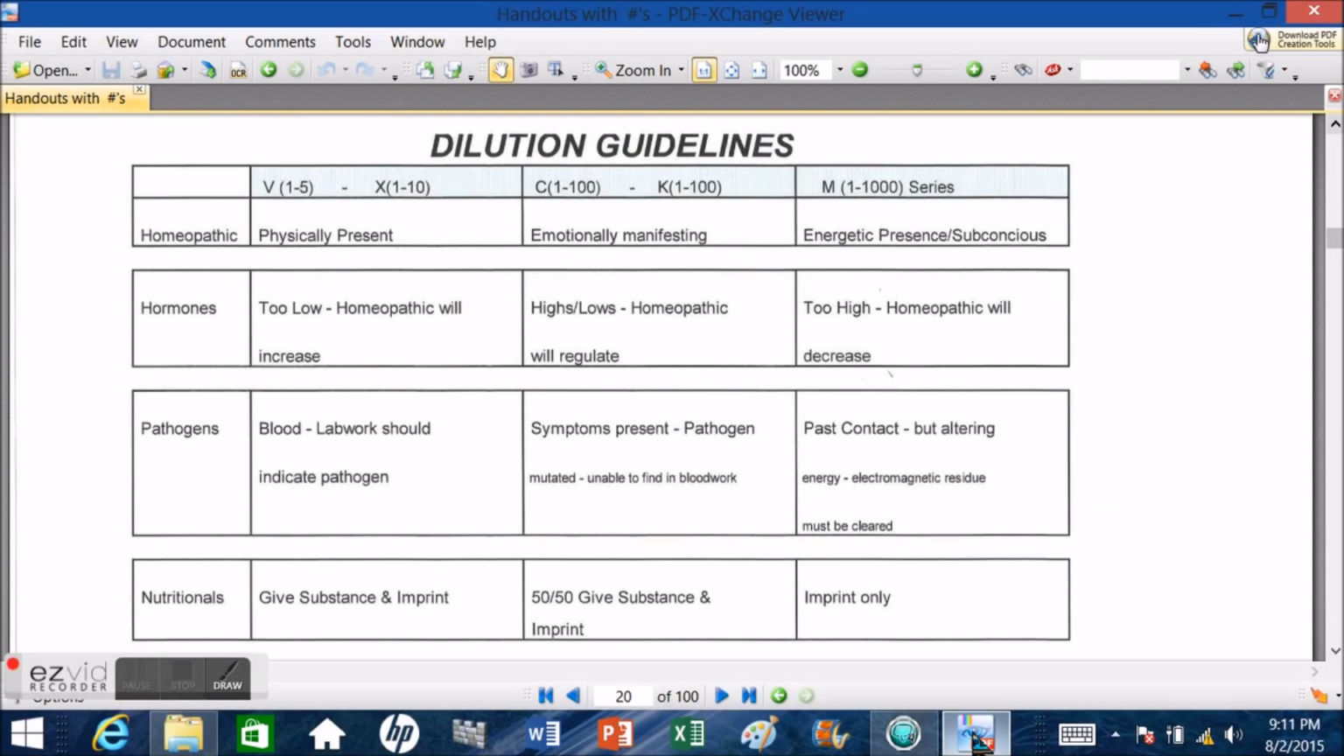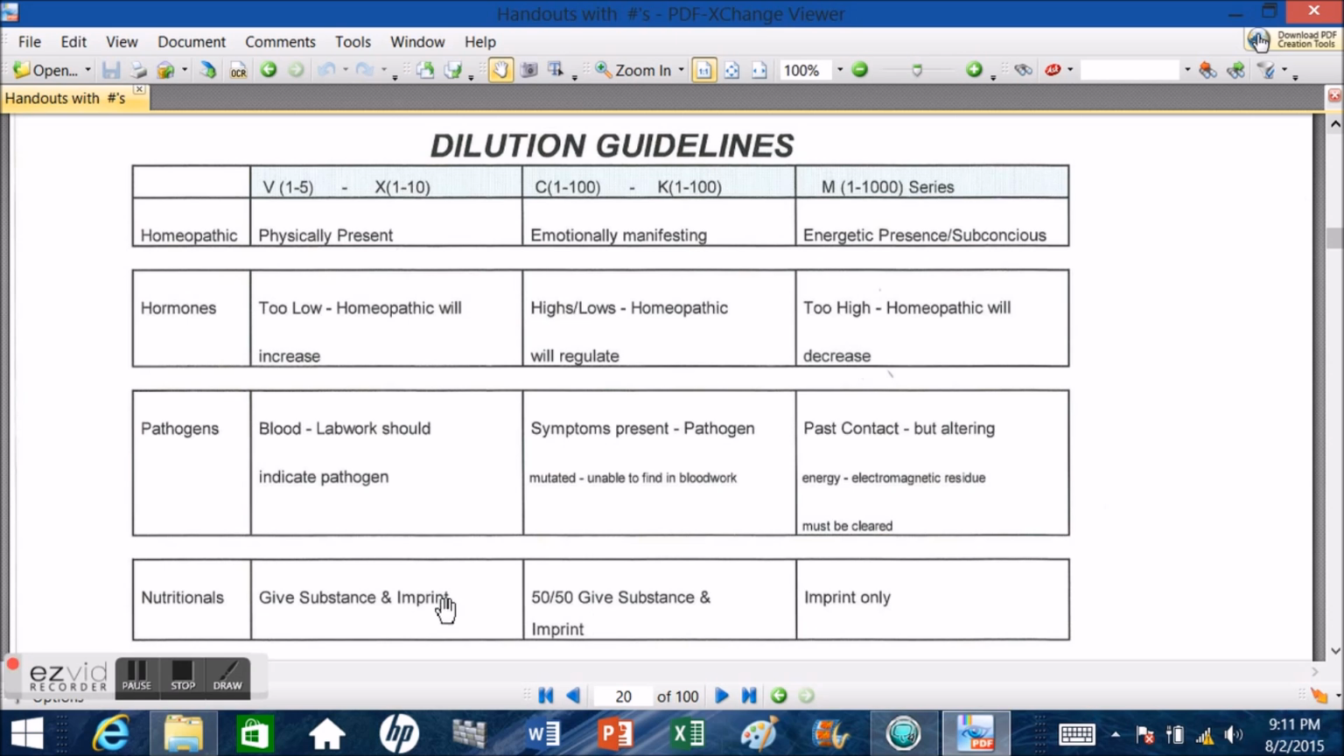Okay, let's talk a minute about how we're going to use the dilution guideline chart. One thing I want to point out, the way we determine what nutritional items or supplementation takes priority is the things that show up in a V or X dilution. As you can see here, it says to give the actual substance and imprint. If it shows up as a C or a K, then 50% of the time you'd give the substance and 50% of the time you'd imprint.